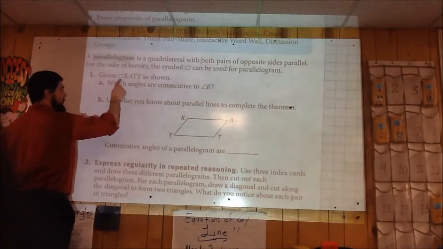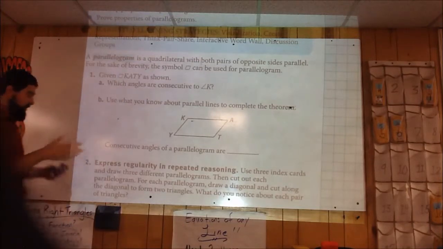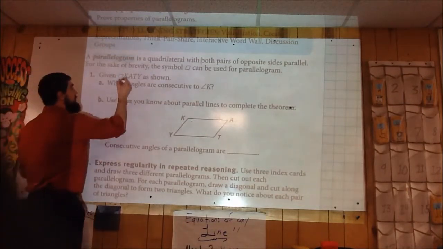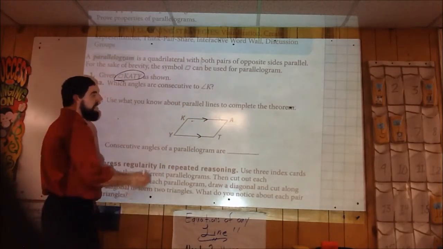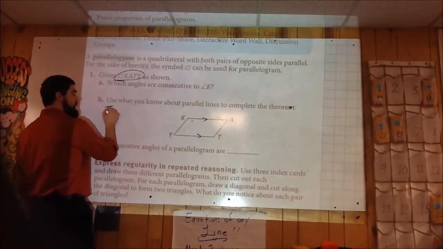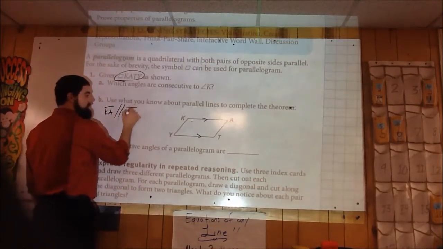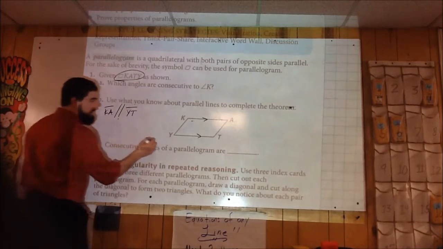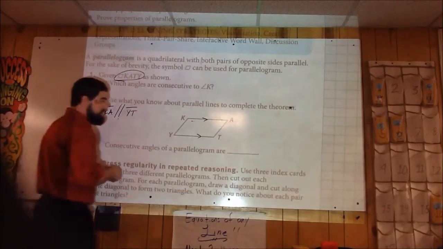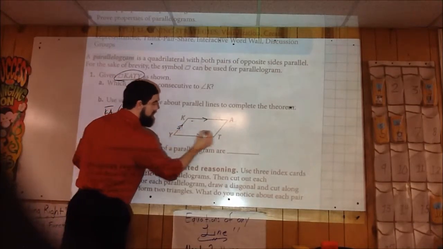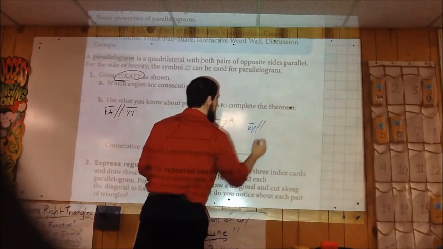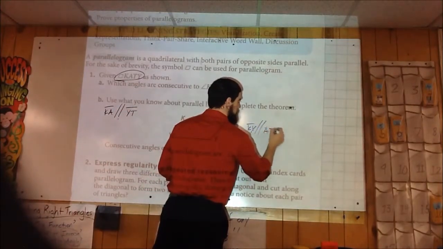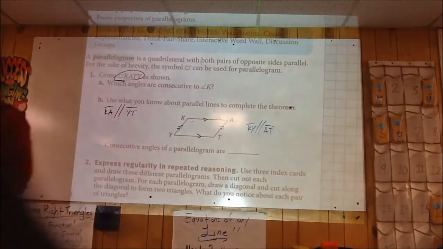It says given parallelogram KATY as shown. So just from this alone, that they tell us it's a parallelogram, we know that segment KA is parallel to segment YT. That's from the definition. And we also know, using different colors, the other set of opposite sides, it means segment KY is parallel to segment AT. Simply by the definition, the fact that they told us it was a parallelogram, that's what we know.